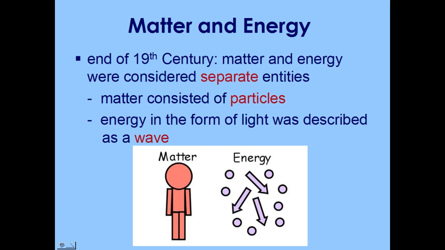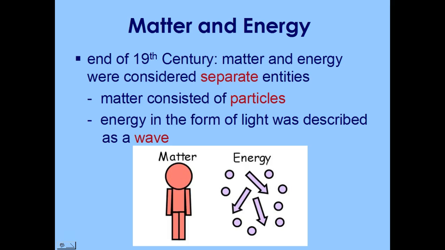So towards the end of the 19th century, you have to keep in context that this is before we really knew what was going on with the atom. We hadn't quite developed the quantum mechanical model. We looked at matter and energy as two separate things. Matter was particles. Energy that was in the form of light was described as a wave, but you could not overlap the two.